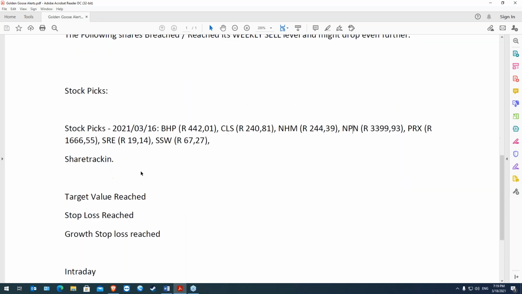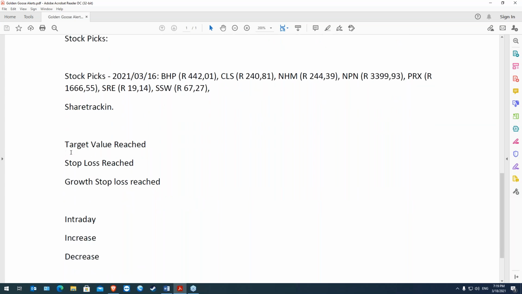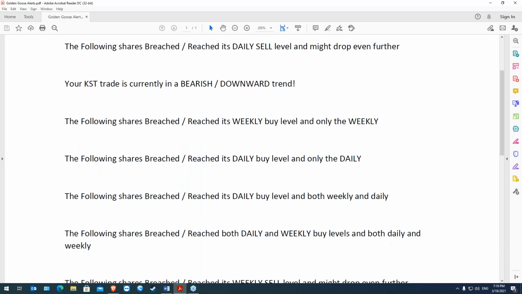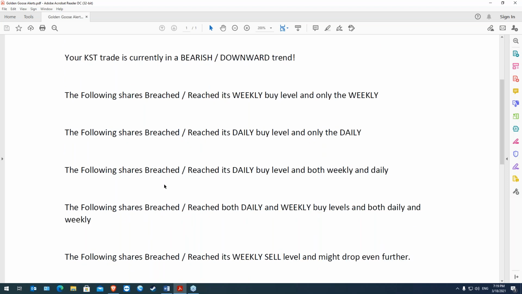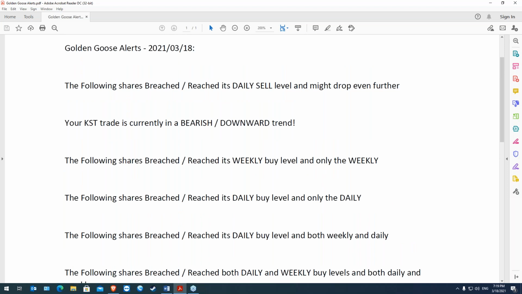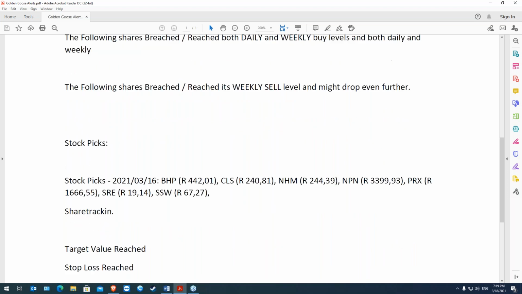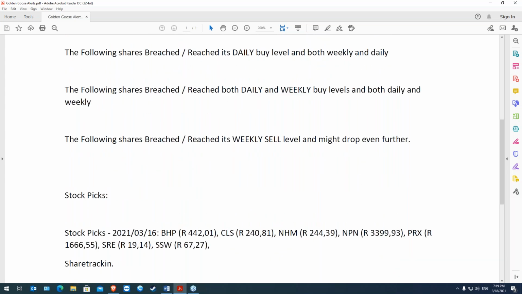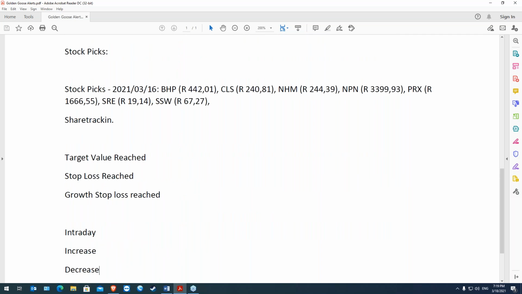Okay, now we already explained the Sharetrackin, the normal Sharetrackin, the target value, stop loss, growth stop loss, intraday increase and decrease. So those are easy to set up. Once you've bought a share, go to the share, set up a stop loss. But then also you must know that you will get Golden Goose SMS notifications if you have registered for the Golden Goose, obviously. Okay, so that's the basics of the SMS notifications. All right, so it's Golden Goose, it's stock picks, and then your normal SMS notifications that you set up yourself.